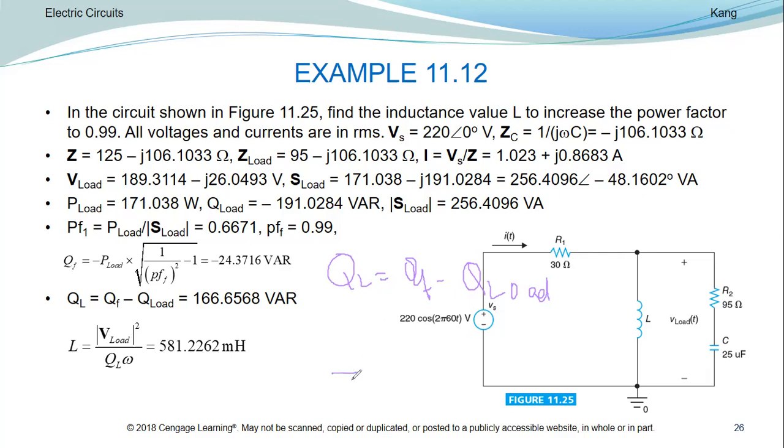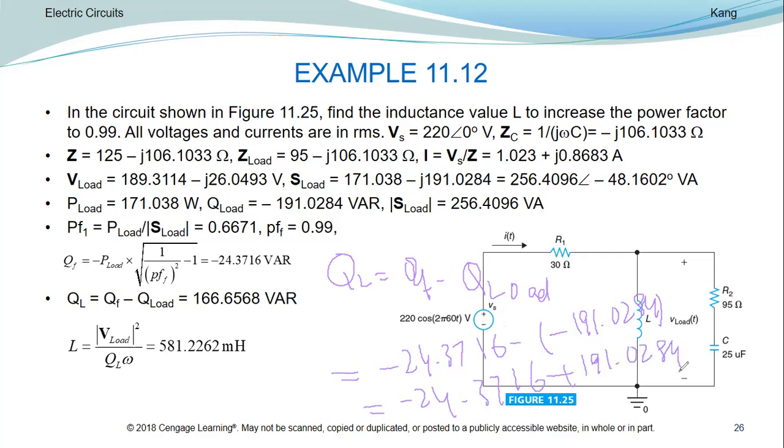So what is the value of QF? QF value is minus 24.3716, minus the value of Q load. Q load is minus 191.0284. That will be minus 24.3716 plus 191.0284. So this will be equal to 166.6568 VAR.